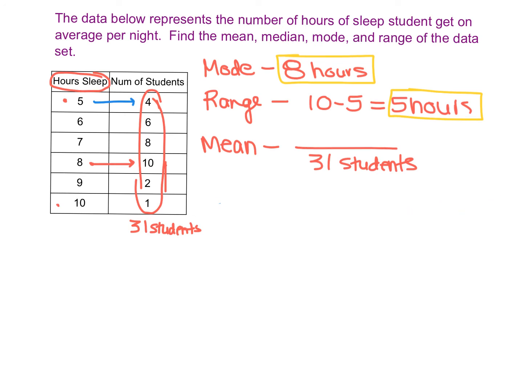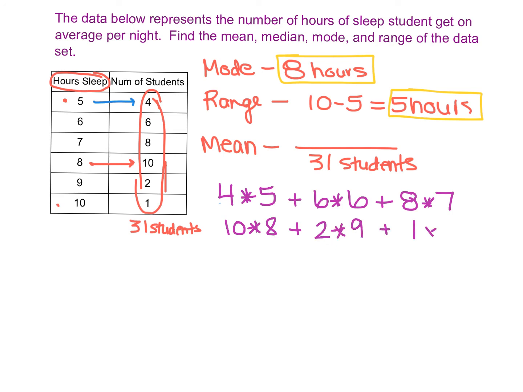So here, if I go back to add up all my numbers, I know that I have 4 that sleep 5 hours, 6 that sleep 6 hours, 8 kids that sleep 7 hours, 10 kids that sleep 8 hours, 2 kids that sleep 9 hours, and 1 that sleeps 10. Then if I perform all those multiplications and additions, I find I have a total of 220. So I'm going to take 220, divide by 31, and I find that the average number of hours of sleep for these students is about 7.10 hours of sleep.